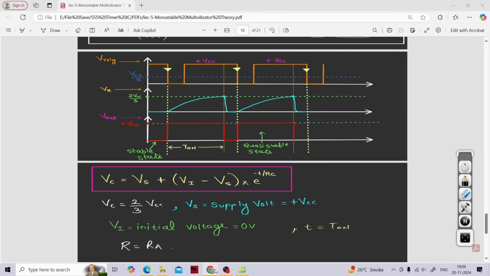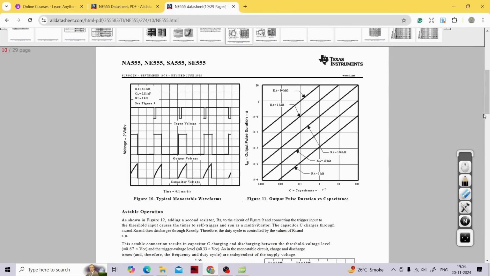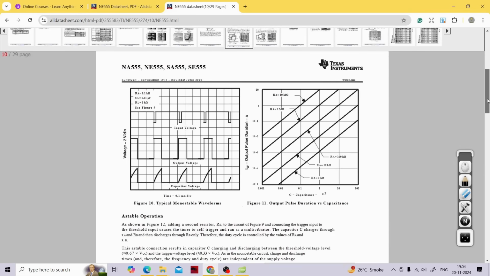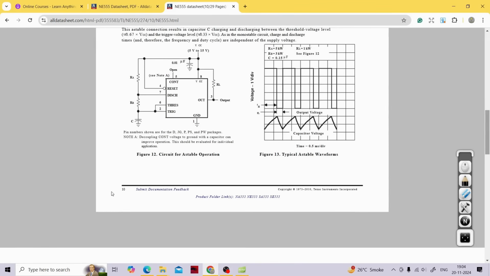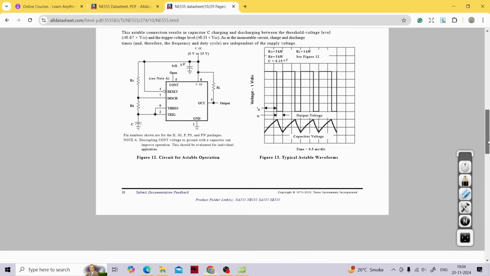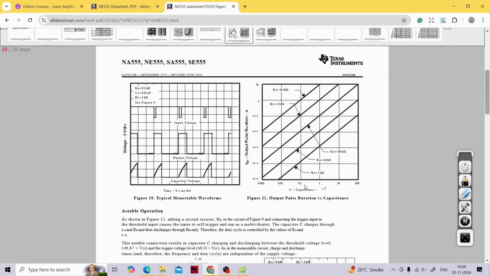Let me just show it to you. If you remember, when we saw the data sheet, I told you that we will be focusing on this particular graph in future. This PDF is from Texas Instruments, and on page number 10 you will get this graph. The graph is between the capacitance.